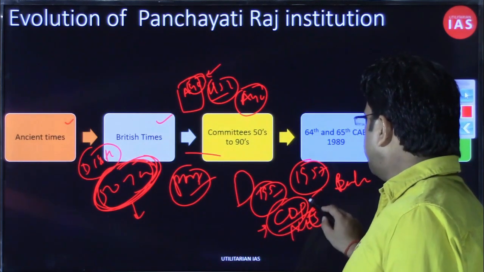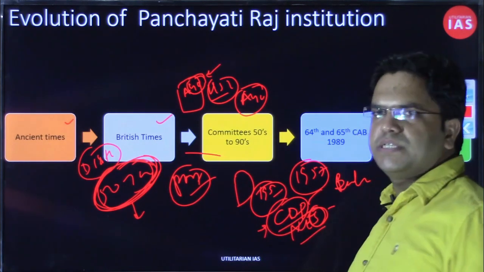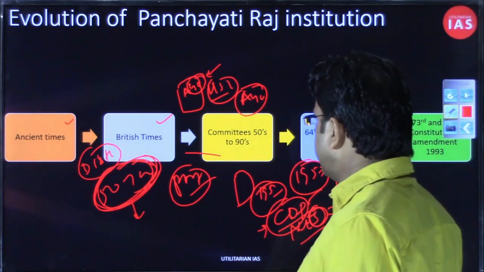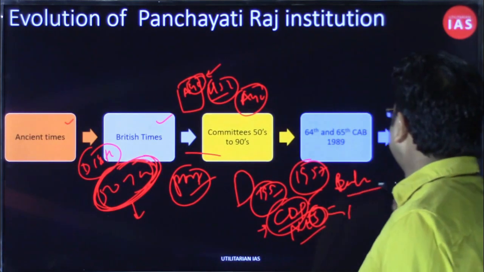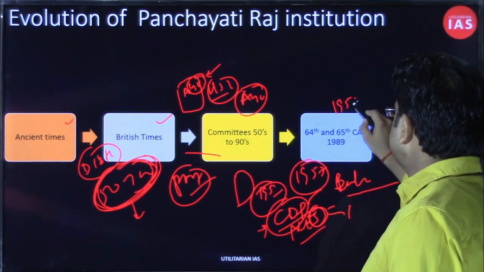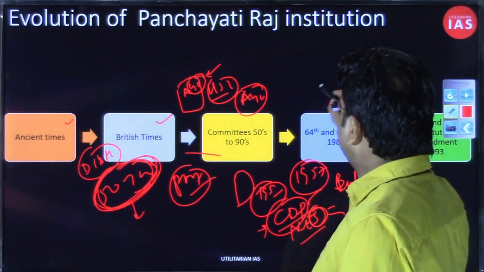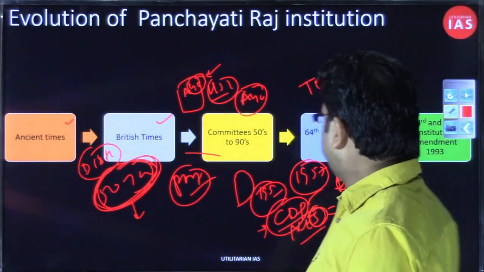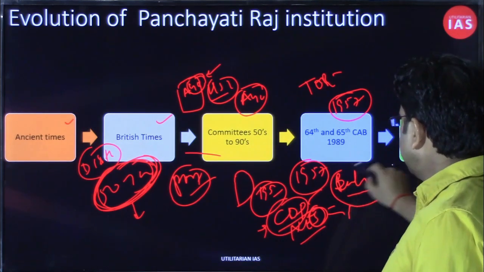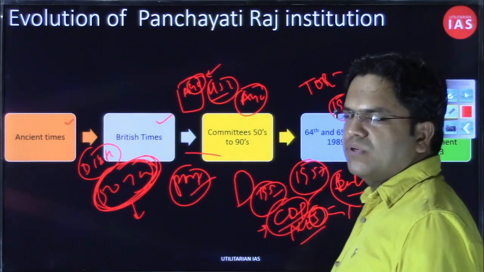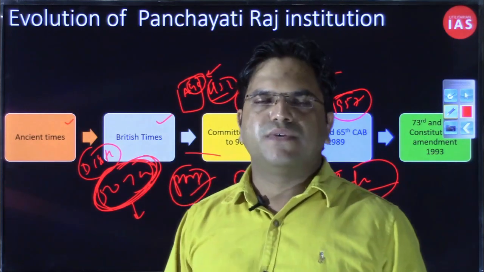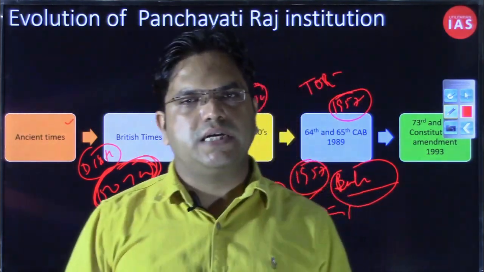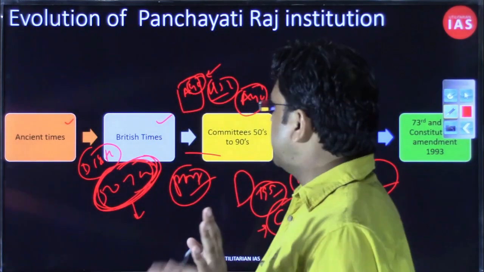Thereafter, in the community development program, you had the National Extension Service, where subjects like irrigation and agriculture were added. So the Balwant Rai Mehta Committee, established in 1957, had as its term of reference to oversee how the community development program and National Extension Service had functioned in the last 5 or 7 years, and if there is any major suggestion to be made, those suggestions had to be given by this committee.